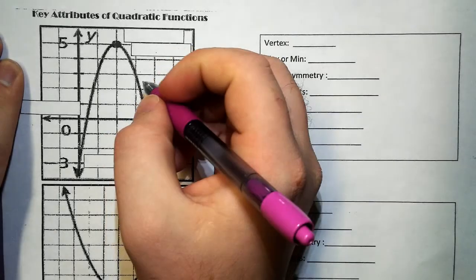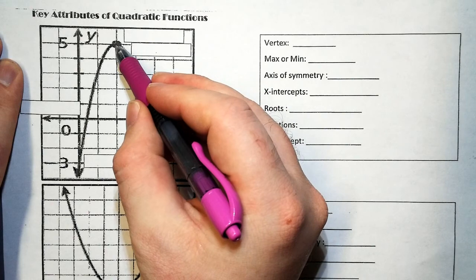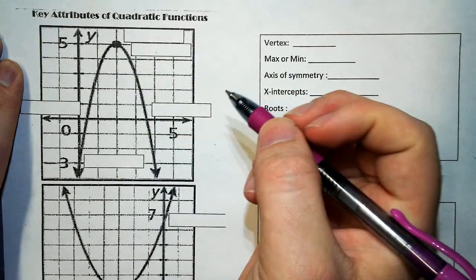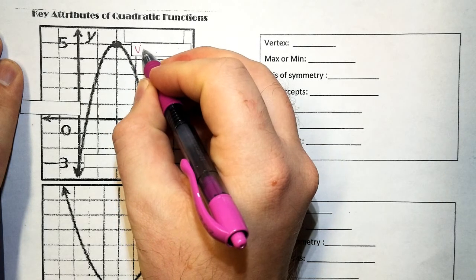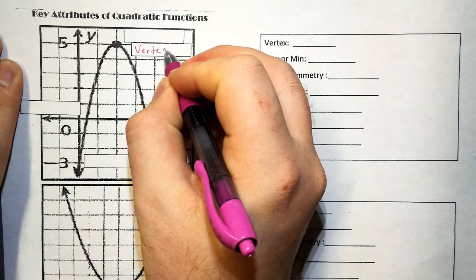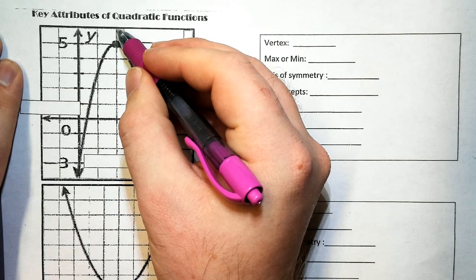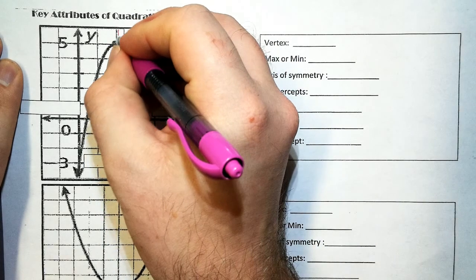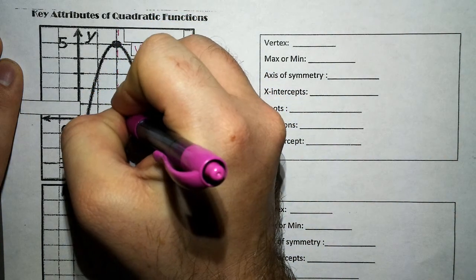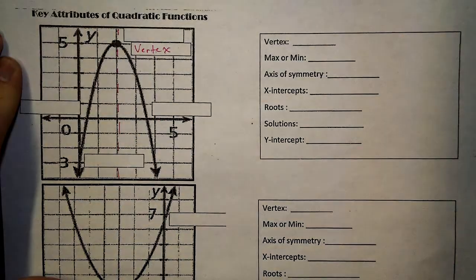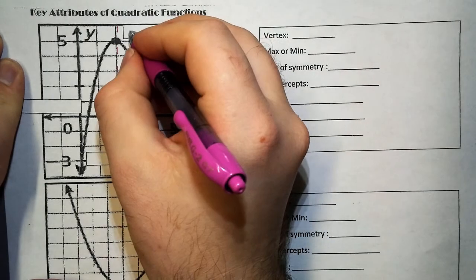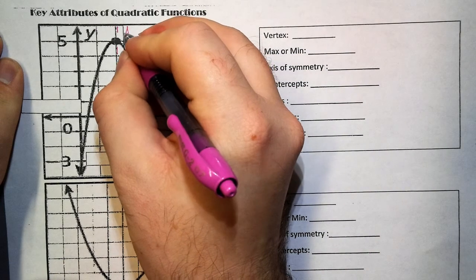Excuse me. So, starting at the top, this point right here is our vertex. Let's go ahead and put it in this box. And we know a line that would go through the vertex and split your quadratic in half has a special name, and that's going to be your axis of symmetry.